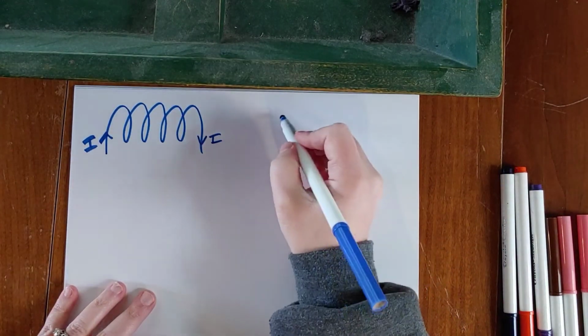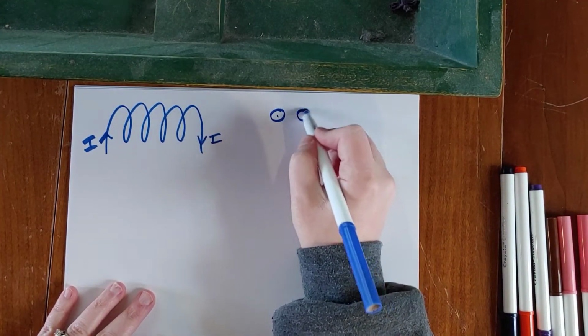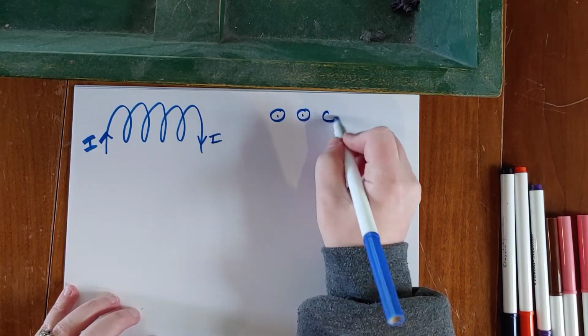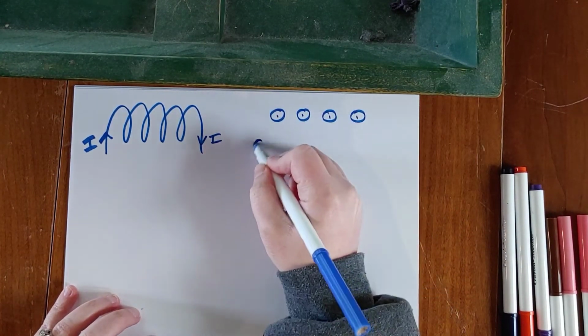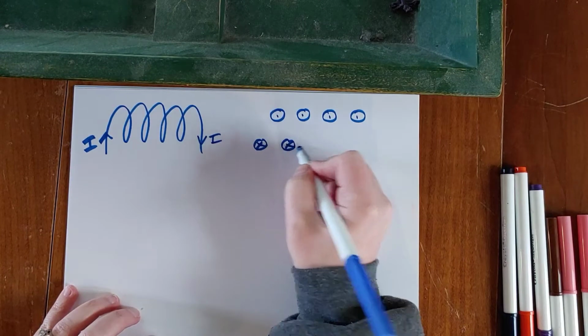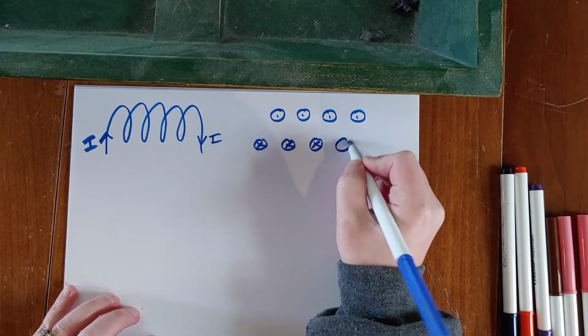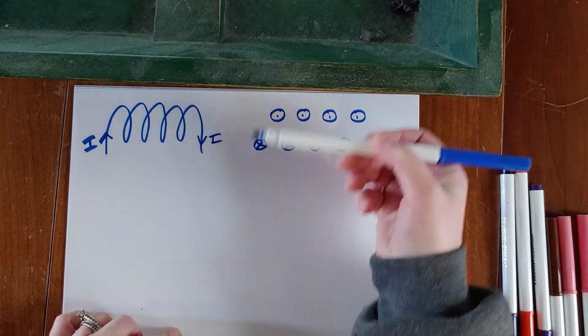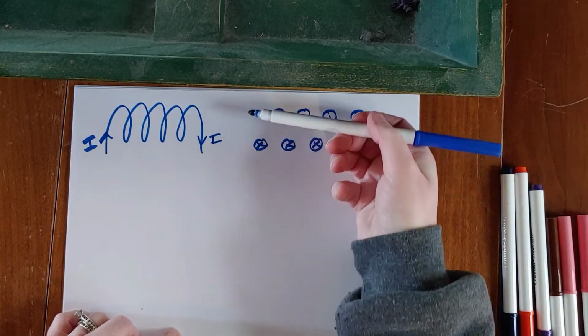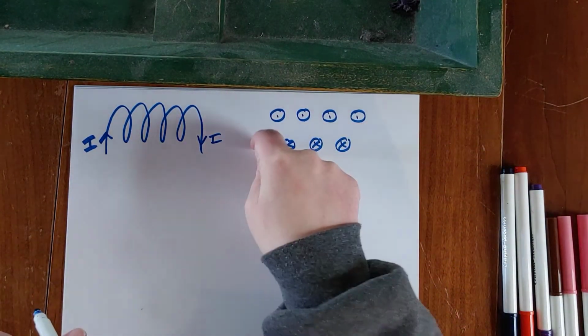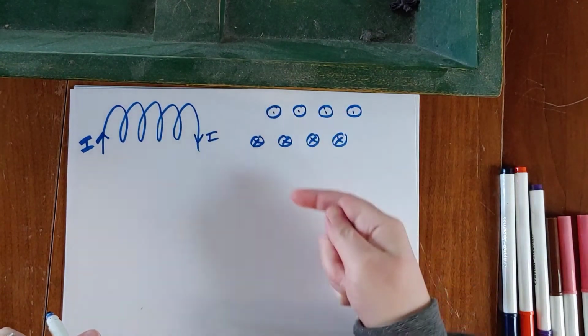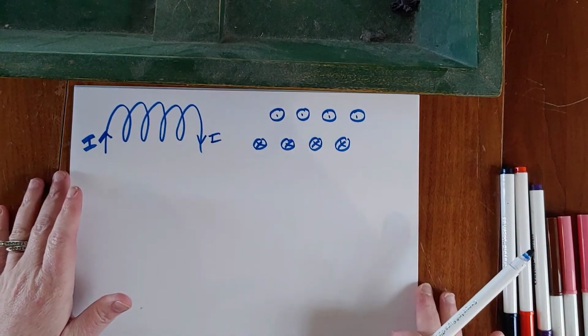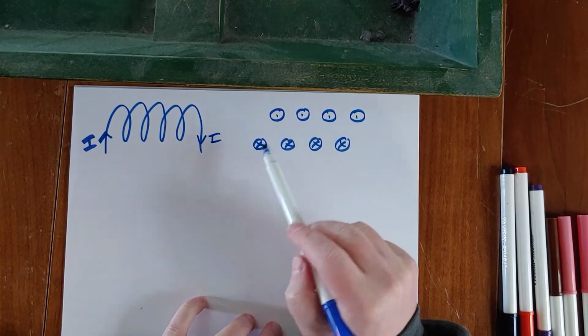So the idea is sometimes we just like to draw it like this. So we're imagining it going in and out of the page. We kind of just took a little chunk and sliced it in half, all right? So we see the current going into the page, out of the page, in, out, in, out.